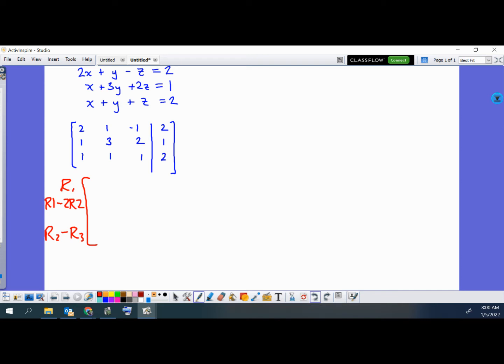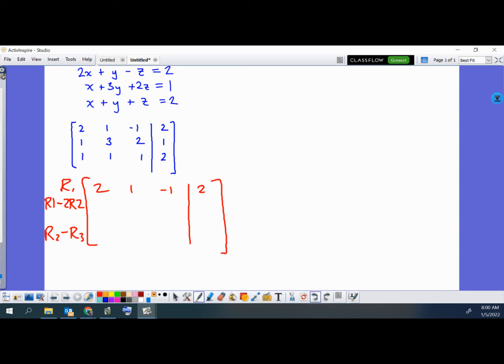All right, so row 1, I'm just keeping the same: 2, 1, -1, 2. In row 2, what I'm doing is row 1 minus 2 row 2, all the way across. What I'm really doing is this equation minus 2 times this equation, right? That's the algebra. You've done that before. We're just simplifying it here.